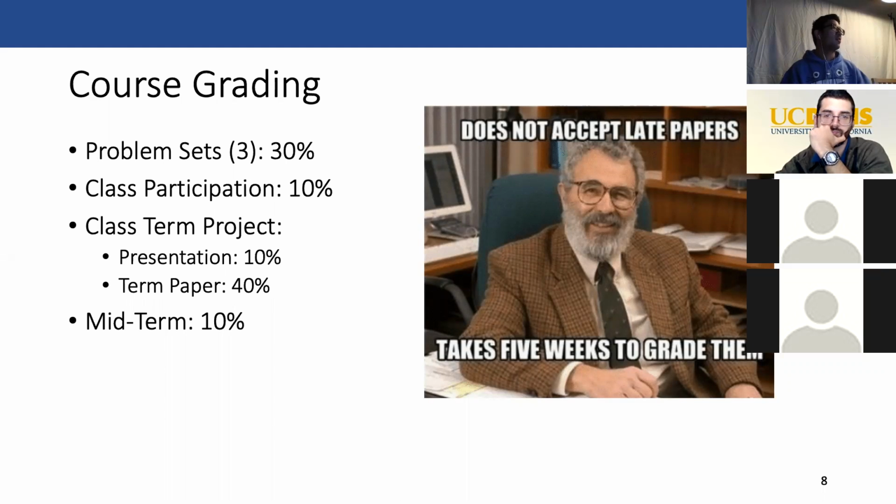In terms of the grading, 30% is going to be problem sets, so each problem set is worth about 10% of the grade. Class participation, which is like a historical artifact of actually being in class, but we're going to be flexible here. I think it's going to be essentially a free 10% for everyone. The biggest component of the grade is going to be the class term project, which is worth half the grade. The term paper will be 40%, and the presentation is going to be 10%. And then the midterm is going to be worth the same as a homework.